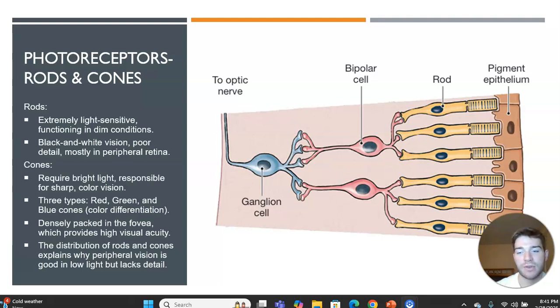Cones are densely packed in the fovea, and basically that's what explains why we struggle to see in low light, but in bright light we have detailed vision.